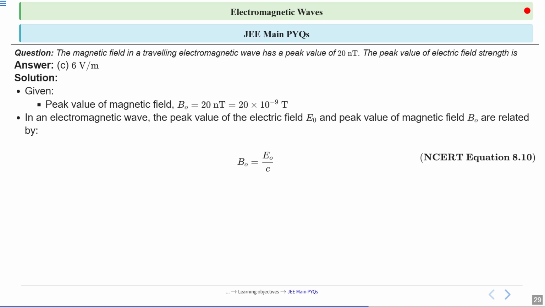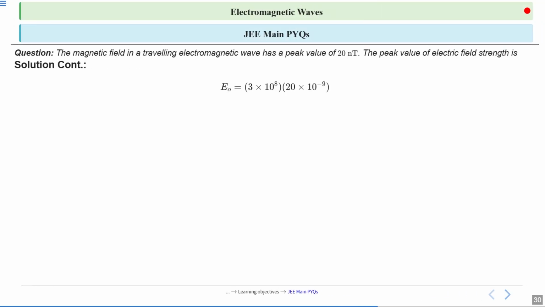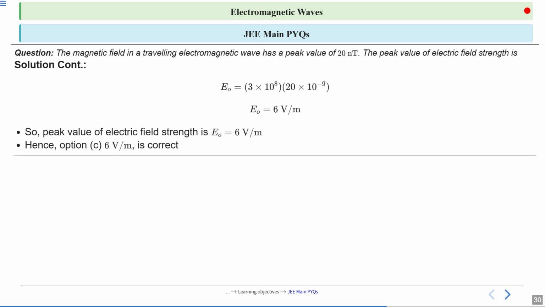According to NCERT question 8.10, E naught will be equal to C B naught. Putting the value of B naught equal to 20 nanotesla and the value of C, which is 3 into 10 to the power 8 meter per second, E naught will be equal to 3 into 10 to the power 8 into 20 into 10 to the power minus 9. So it will be 6 volt per meter. So the peak value of electric field strength is E naught equal to 6 volt per meter. Hence option C, 6 volt per meter is the correct option.